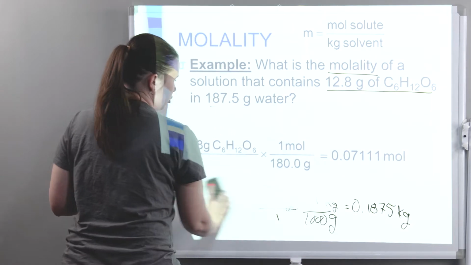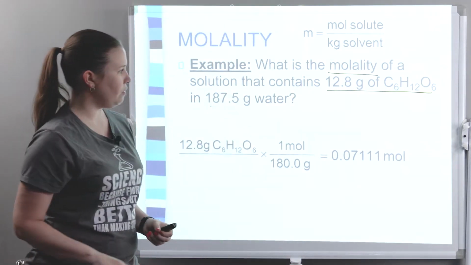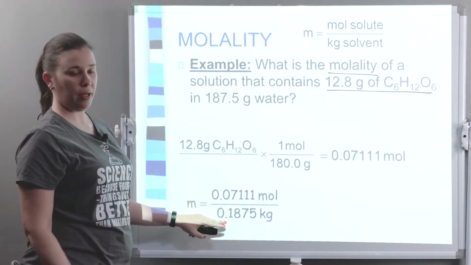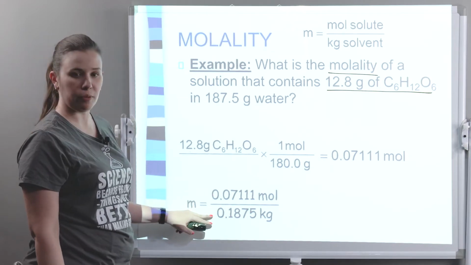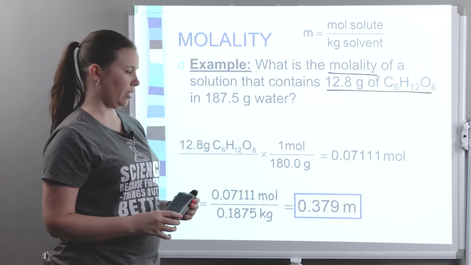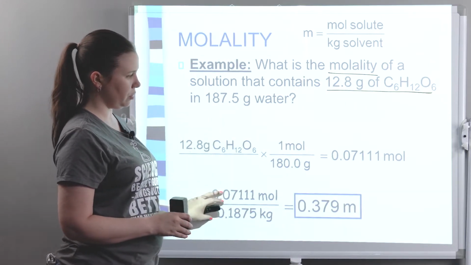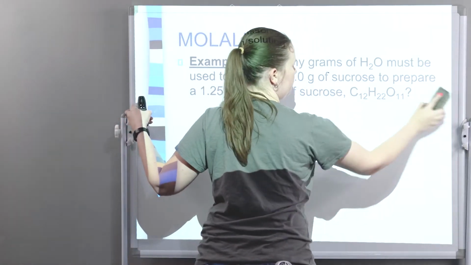So when you take the 12.8 and divide it by the 180, you get 0.0711 moles. When you divide that by our kilograms, not our grams, but our kilograms, we're going to find our molality. So for this example, that would be 0.379 molality. You just have to convert to the proper units, plug into the formula. Let's look at one more.